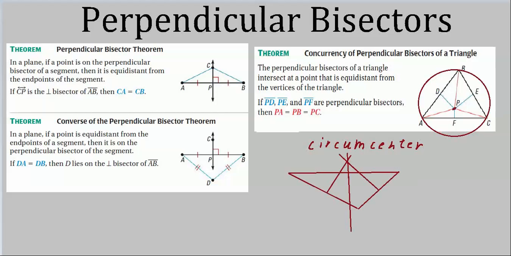Now, I've been drawing these perpendicular bisectors inward towards the interior of the triangle, but there's nothing in the definition that says it has to just go inside. For instance, the way the bisector of this line is drawn, it takes off in both directions. Why does that matter? Well, for one thing, think of these more as lines than segments. They just take off forever in both directions.